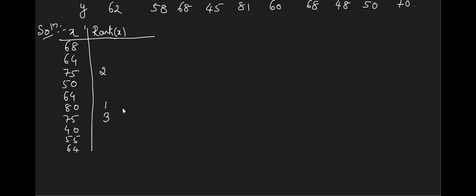After 75, which is the next number? 68. So this is 4. No other 68. Next after 68: 64. So this is 5. 64 is repeating how many times? 3 times, ma'am. So it is 5, 6, 7. Next, after 64: 55 should be given as which number? 8, ma'am.